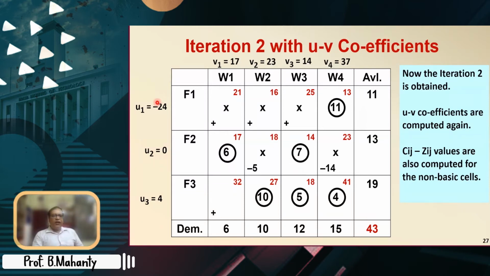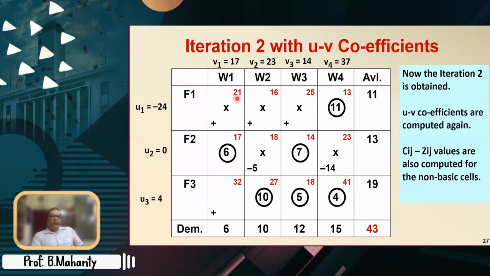Again, we compute the UIs and VJs. If I have 0 here, then this will be 17. If I have 0 here, then this will be 14. Because this is 14, this should be 4. This 4, so it should be 37. This 37, so this should be minus 24. So all the UIs and VJs are obtained, and thereafter the Cij minus Zijs are obtained as well.